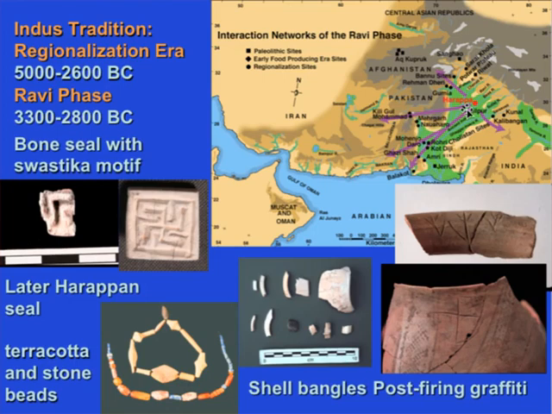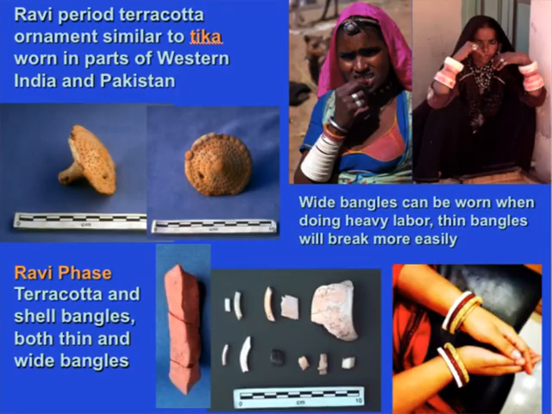Moving from Mehergarh to Harappa, we have evidence in Harappa at the Ravi phase of thin bangles and wide bangles. We have beads made of carnelian and lapis. We have terracotta beads showing a hierarchy. And we have swastika symbols on bone, which are similar to ones found later on Indus seals, which indicate that these ornaments also contained ideologies that were presented and visible to the public. And the Ravi phase is around at Harappa 3300 to 2800 BC.